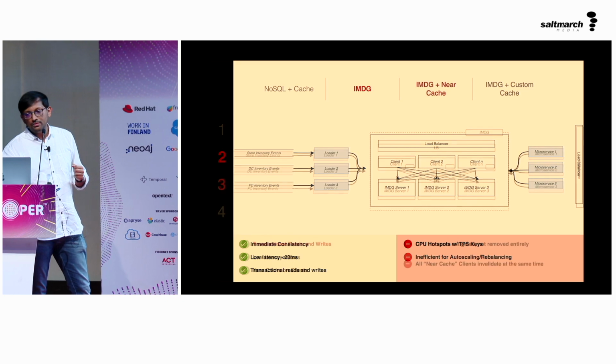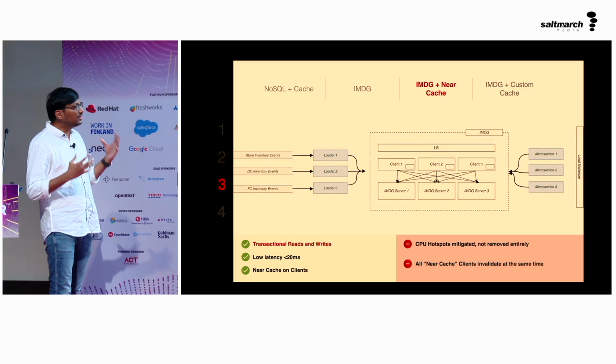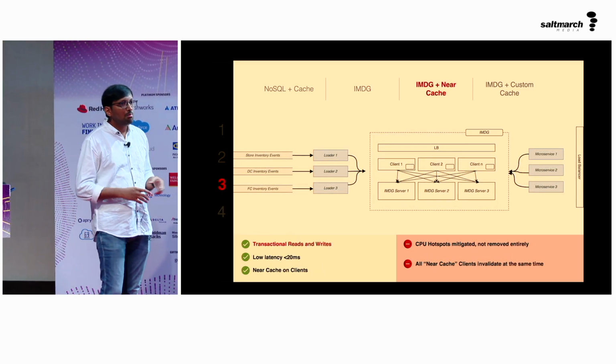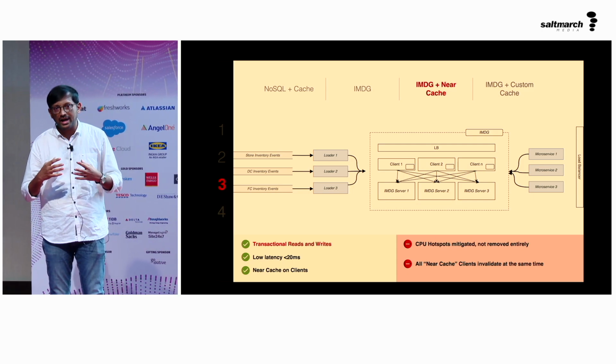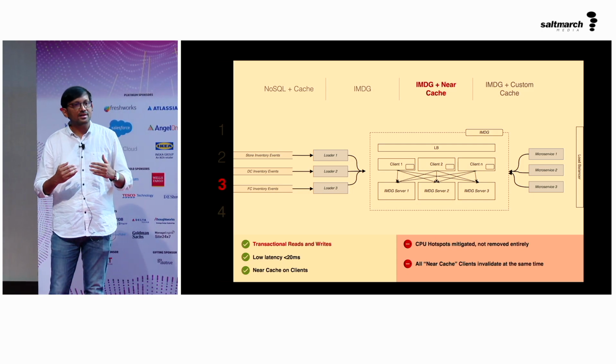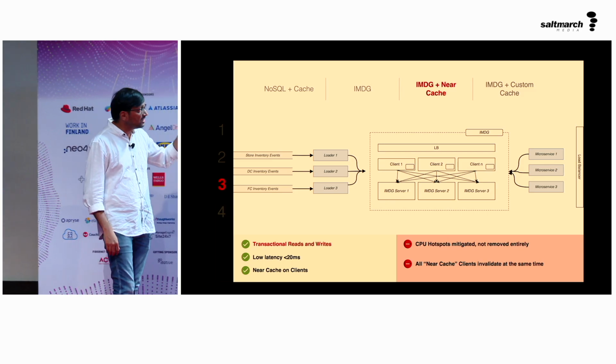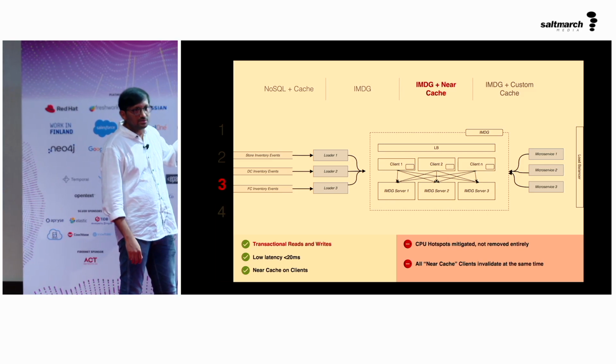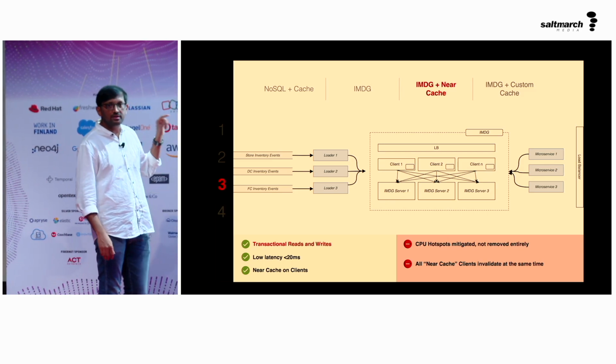So then we moved to the third option, called version 3 of the architecture, where we use the same grid, but we activated something called a near cache. So what is a near cache? Near cache is a local cache that actually sits on the client. It's not a huge cache. It's a smaller cache. It's on the heap.